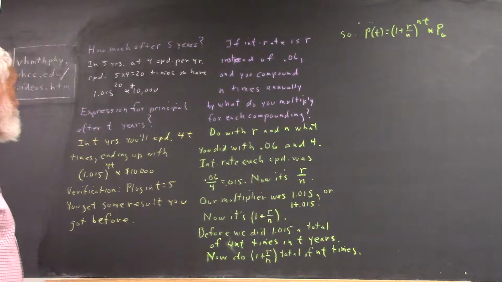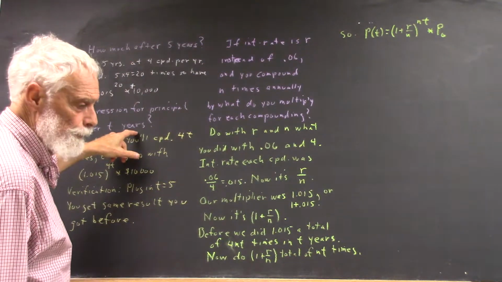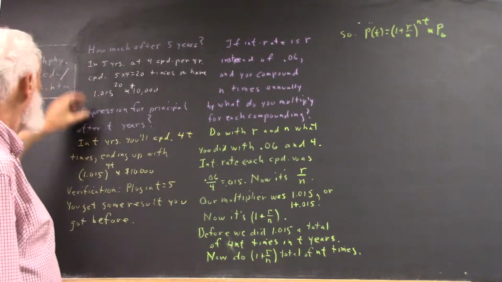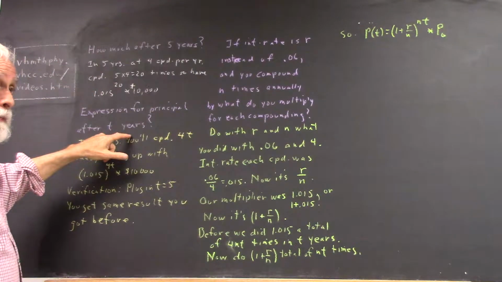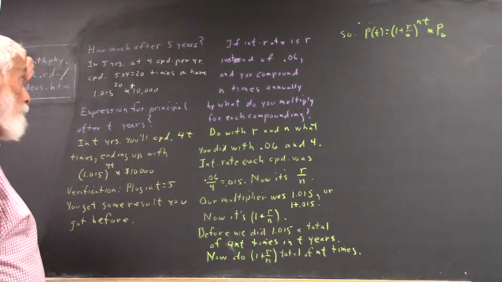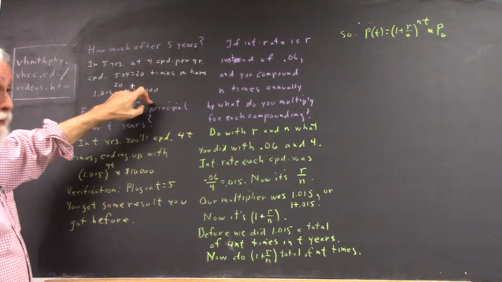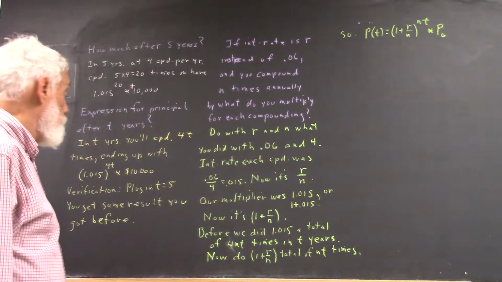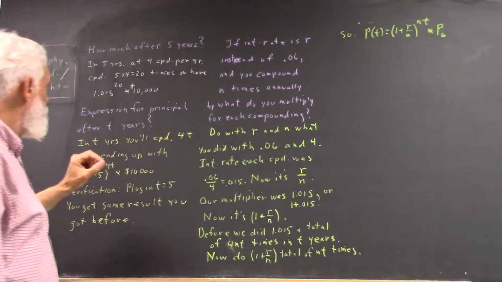Okay, now what's our expression for the principal after t years? Our principal, of course, is how much we have. This would be our principal after 5 years. What's our principal after t years? Well, people often wrote down 1.015 to the t times $10,000. That's on the right track, but it's not quite correct.